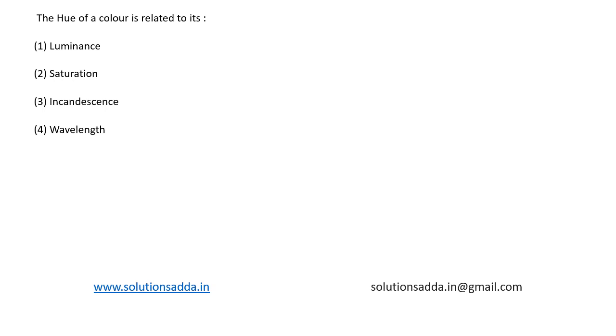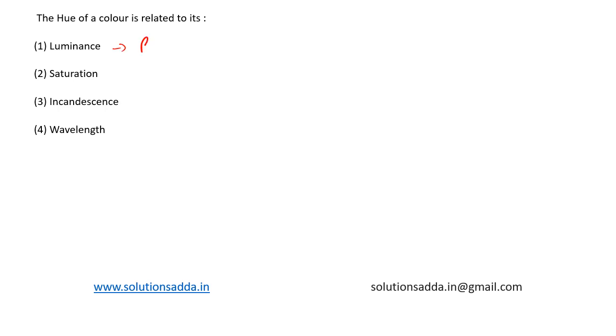The hue of a color is related to its luminescence, saturation, incandescence, or wavelength. So let's explore each option one by one. First one is luminance. Luminance refers to the brightness or lightness of a color.